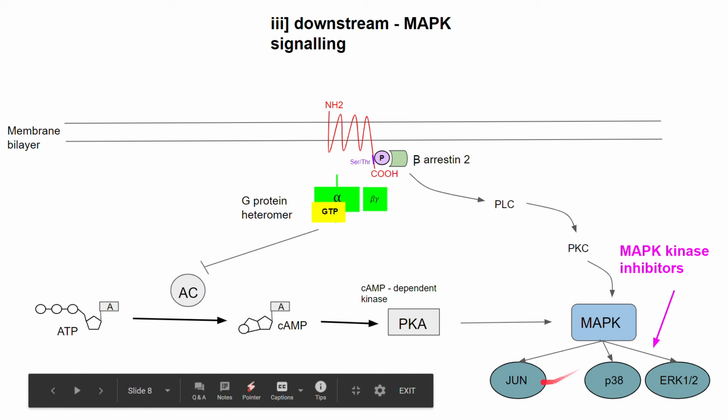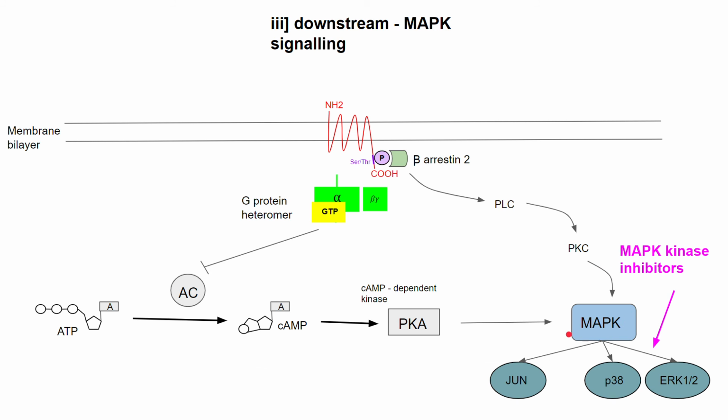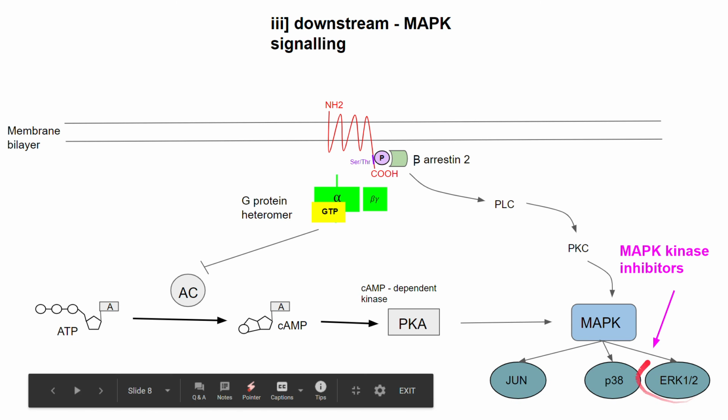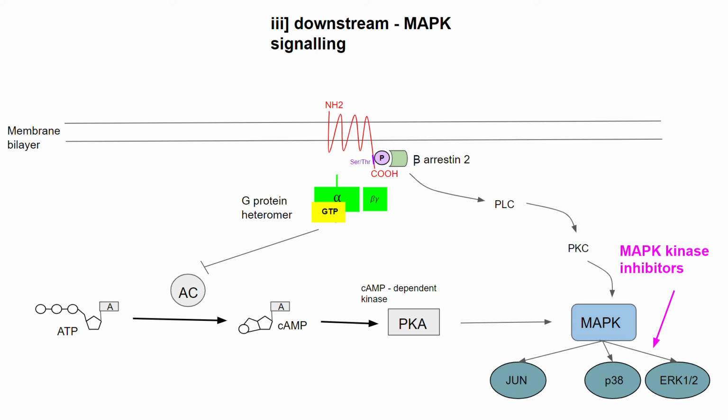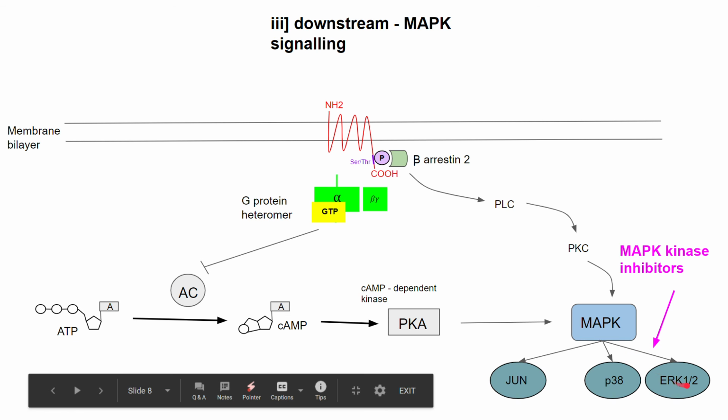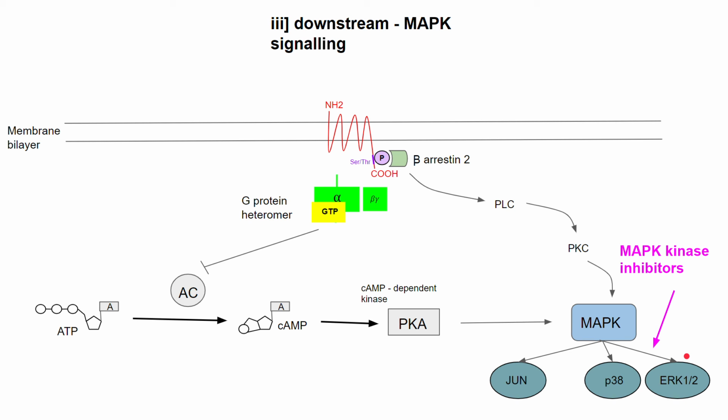Another downstream effect would be the mitogen activated protein kinase signaling cascade, and specifically the ERK cascade, which is upregulated in chronic opioid exposure and in withdrawal. So it's thought that if we could find inhibitors of this pathway, that could prevent withdrawal.